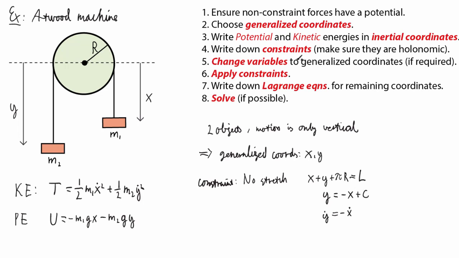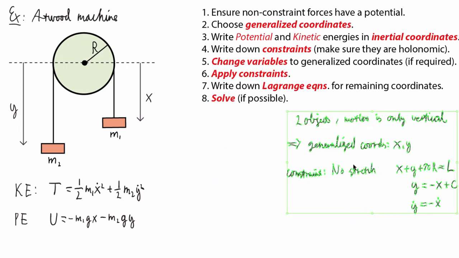Point 5 here says change variables to generalized coordinates. Well, we don't have to do that because we actually used the generalized coordinates to begin with. And then we apply the constraints. Right. So let me move these a little bit to give some space. That's an advantage of doing this in a computer. You can move your text around.